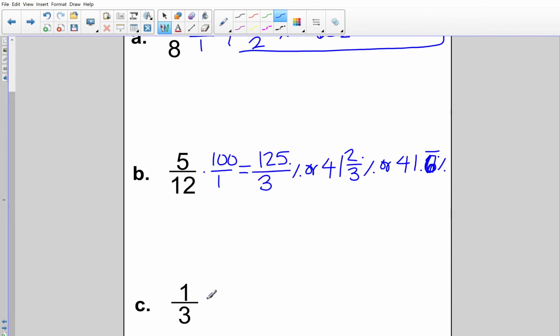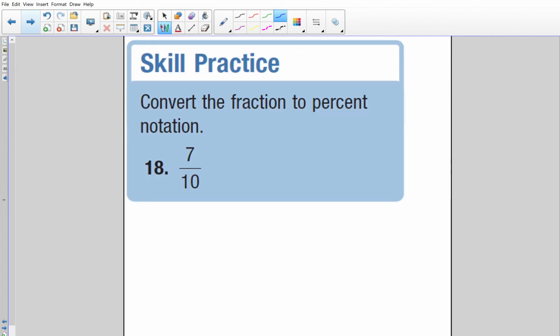For C, again, multiply by 100. And that's going to give me 100 over 3%. Or, let's see, and then keep going to change it. So you guys can have lots of answers on these. Okay, so I want you to pause and try this one to see what you get, and then come back and check it. So here we'd multiply by 100. We only get one answer on this one, which is 70%, since it's a nice whole number.